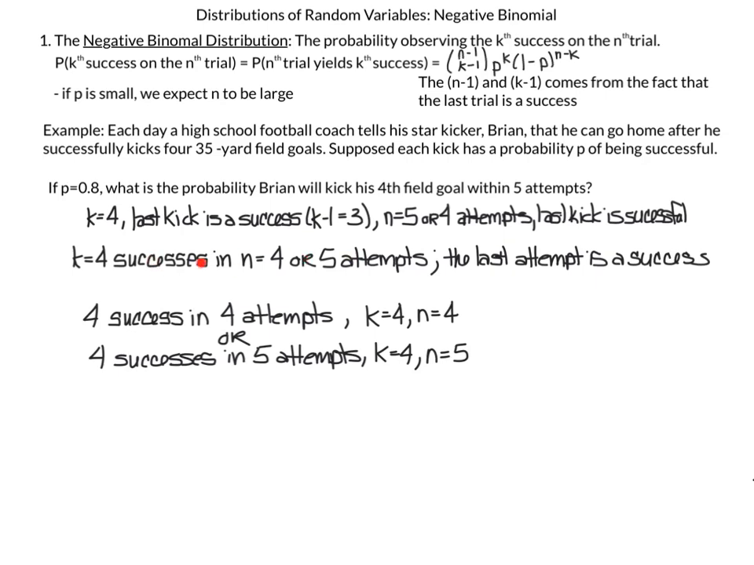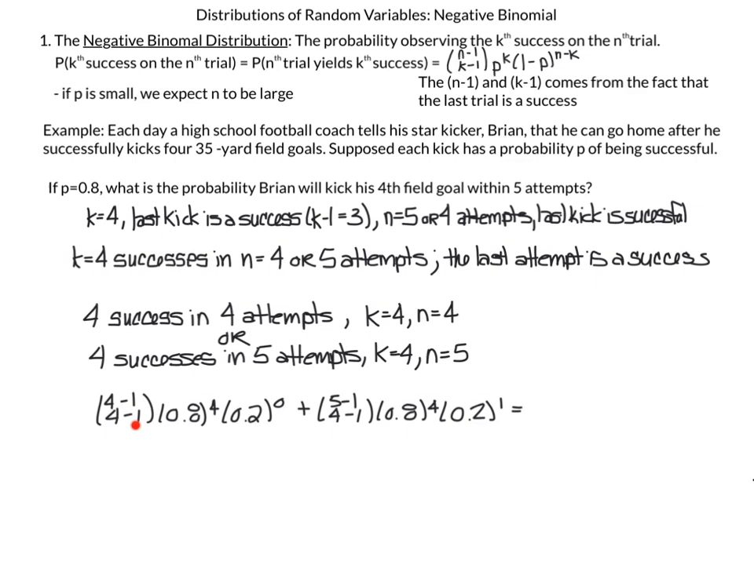So here, breaking this down, he can either have 4 successes and 4 attempts, so K equals 4 and N equals 4, or he can have 4 successes and 5 attempts, K equals 4 and N equals 5. So I can plug into my formula, N minus 1. So for 4 successes and 4 attempts, N minus 1, that's 4 minus 1, and then over K minus 1, that's also 4 minus 1.